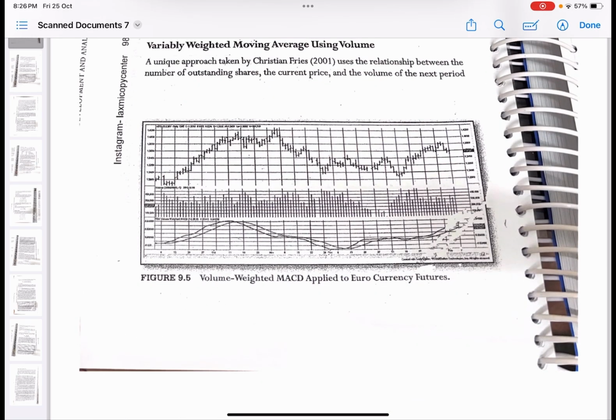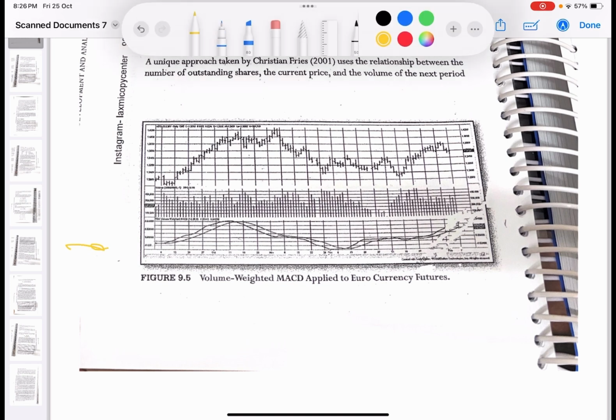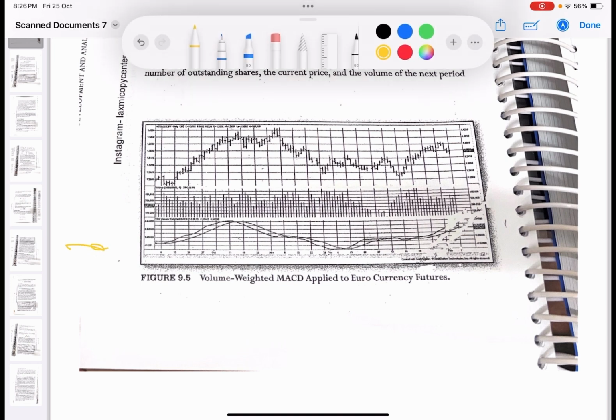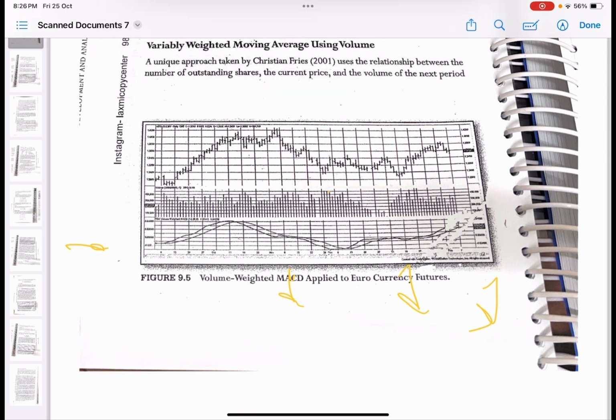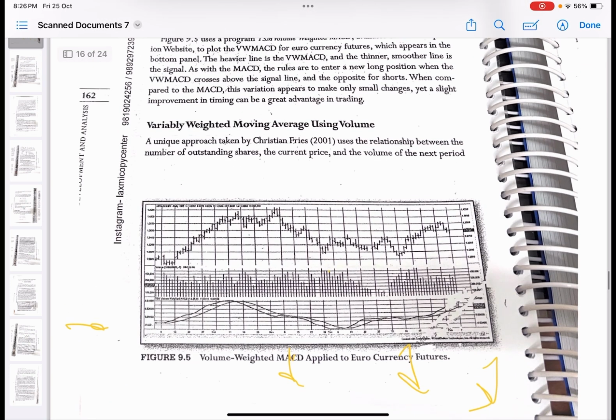Let's look at this particular chart. Here we have the volume weighted MACD and a euro currency future chart. You can see this is how the volume weighted MACD looks. Whenever there is a volume spike, you can see that the corresponding volume weighted MACD is also taking that into account before giving you a signal.